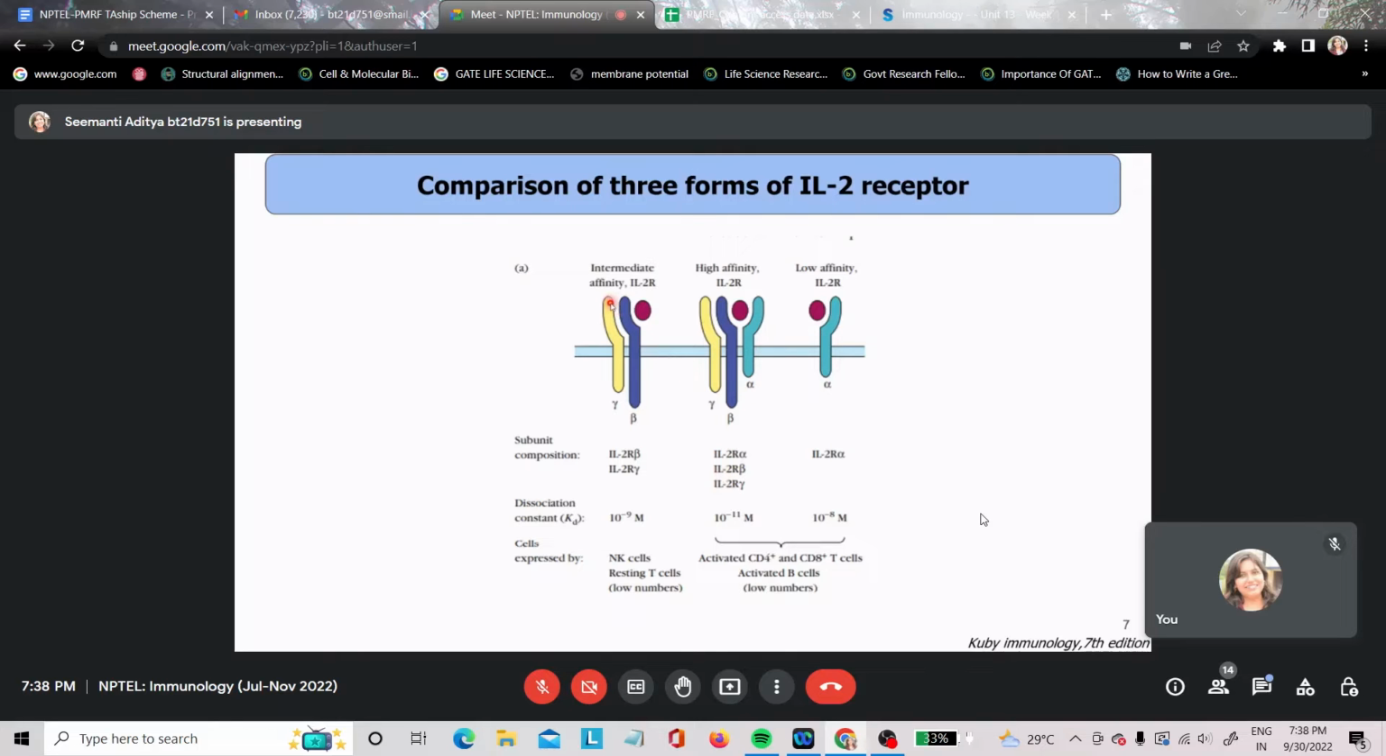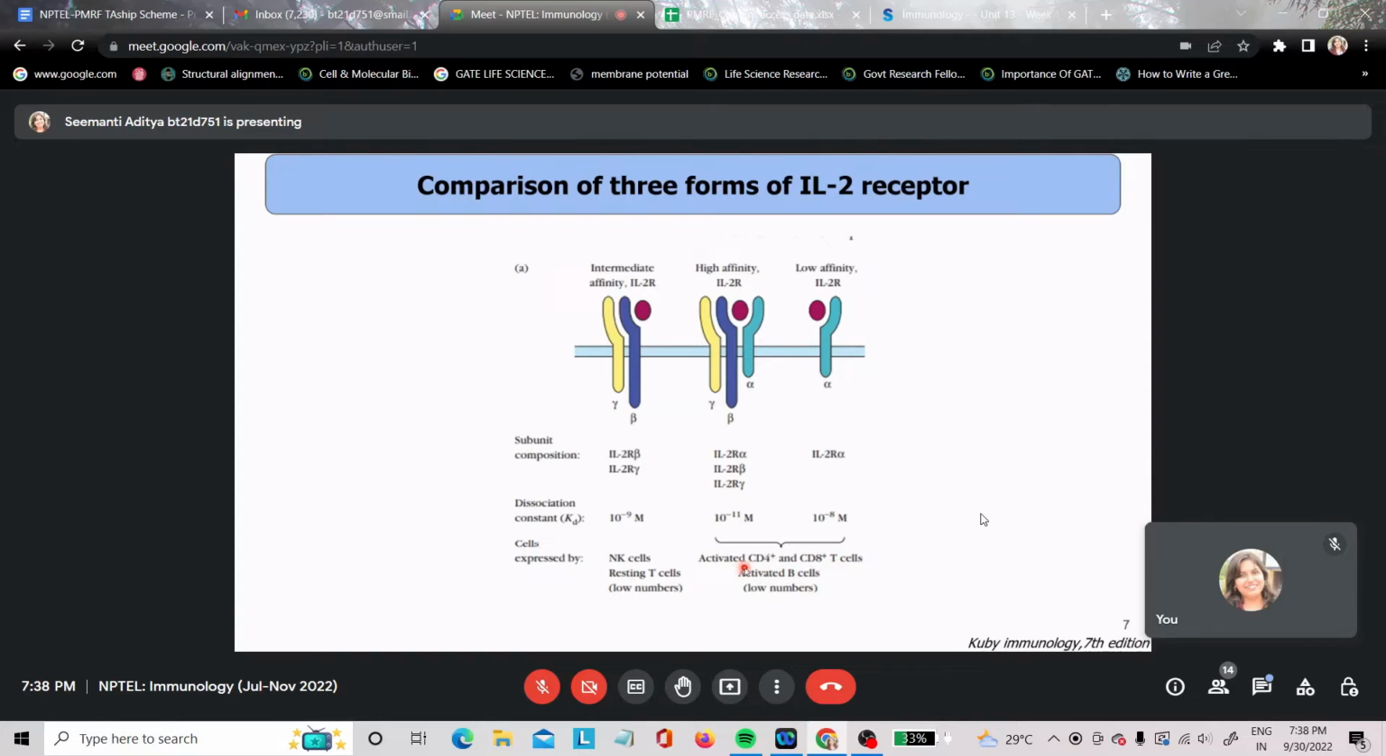Again, the high affinity receptors are those receptors which have both alpha and beta subunits bound to the ligand, and this will mediate the signaling. Either the alpha subunit bound to the ligand or the beta subunit bound to the ligand alone will not allow the signaling molecules to function properly. These high affinity receptors, as well as low affinity receptors, are present in activated CD4 plus and CD8 plus T cells.